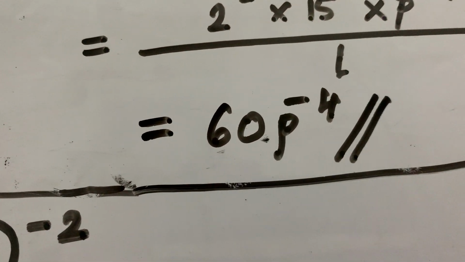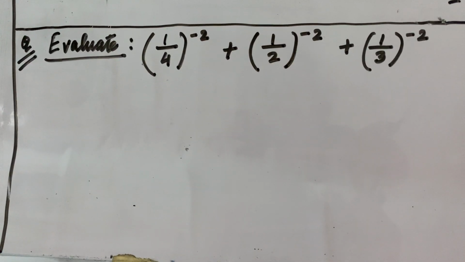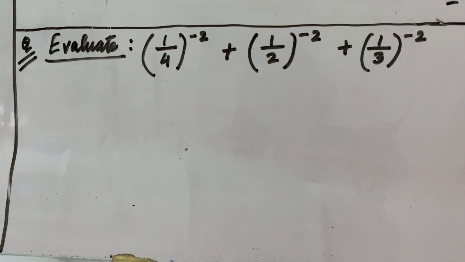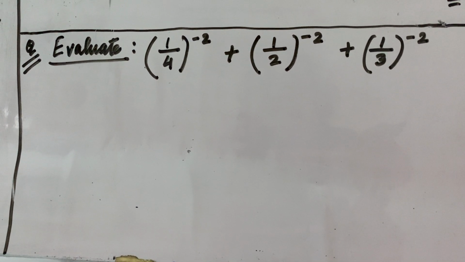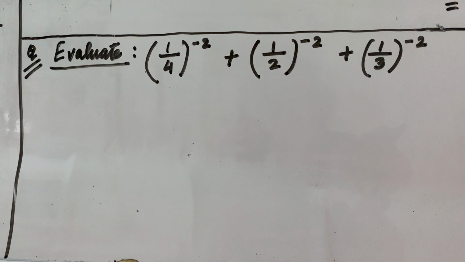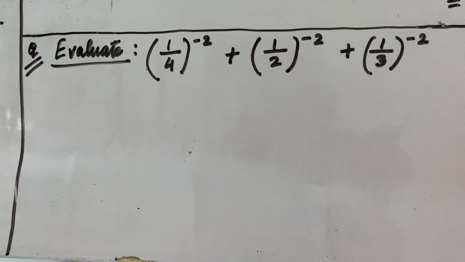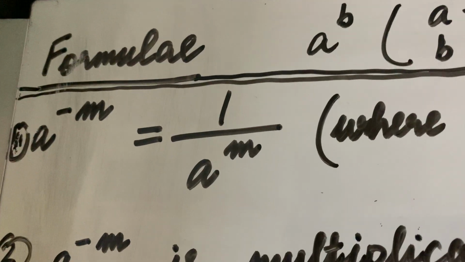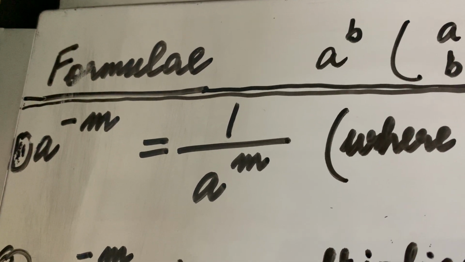This is the answer. Next question is: evaluate 1 by 4 to the power minus 2 plus half to the power minus 2 plus 1 by 3 to the power minus 2. What is the formula which we are going to use here? We are going to use the formula a to the power minus m equal to 1 by a to the power m. This is the formula which we are going to use.